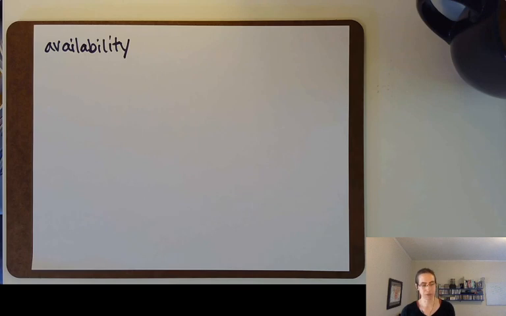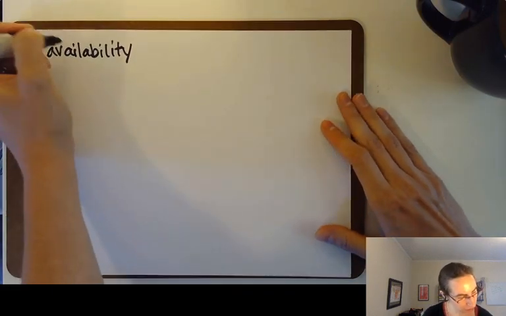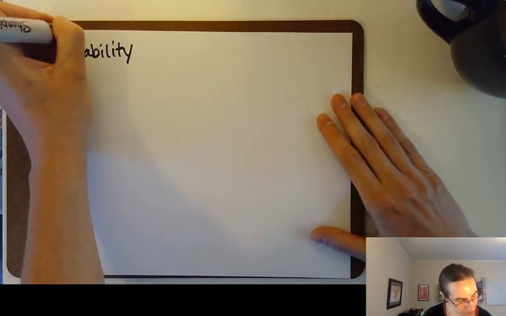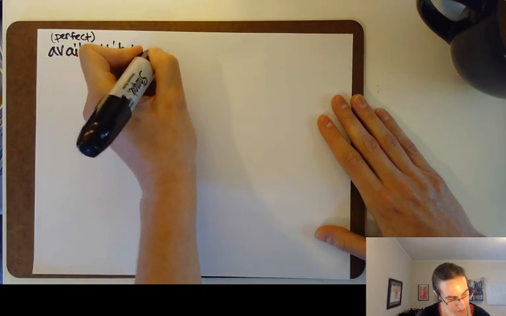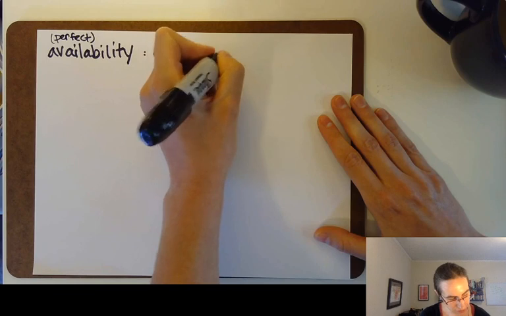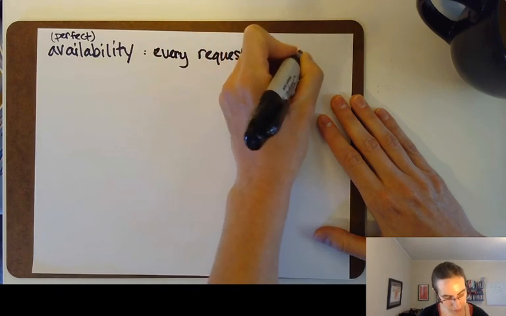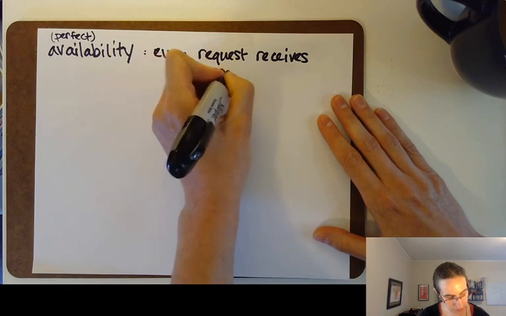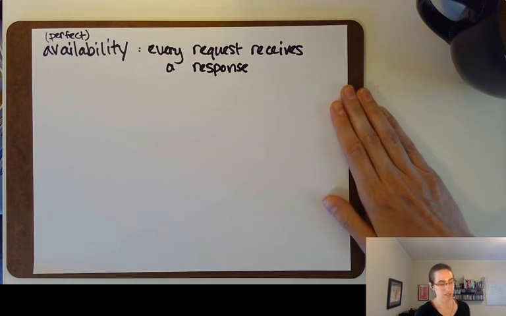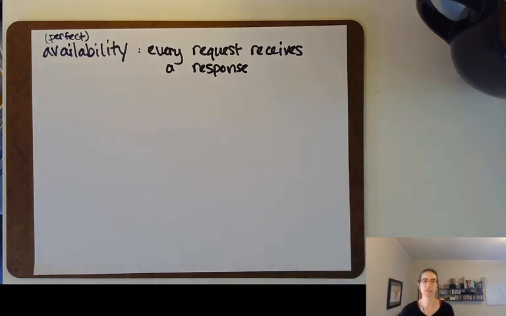So perfect availability isn't really a thing. It's not really possible, but I'll define it anyway. I'll say perfect availability is every request receives a response. This actually isn't a great definition because you probably also want the responses to be fast, right? And a lot of real distributed systems work is about that. A lot of the Dynamo paper is about that. But it's an okay starting point, right? If every request receives a response, we're in good shape.